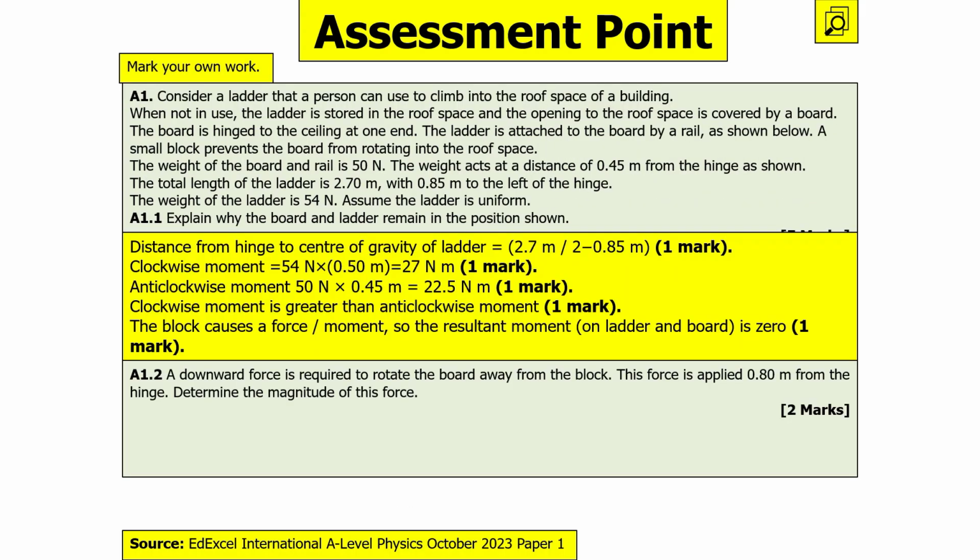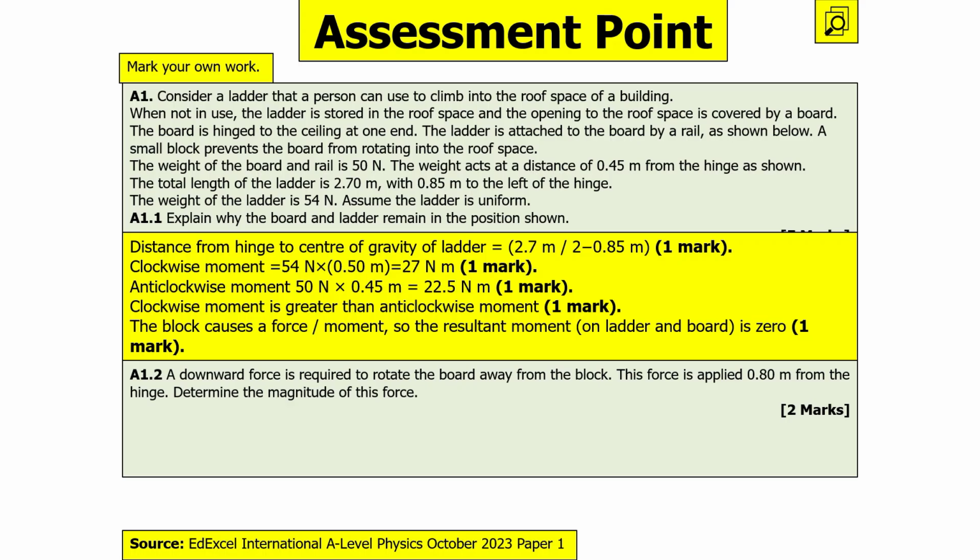So we know that the distance from the hinge to the centre of gravity of the ladder is going to be 2.7 meters divided by 2, minus 0.85 meters. So therefore, our clockwise moment is equal to 54 newtons times 0.50, which is 27 newton meters. The anti-clockwise moment is 50 newtons times 0.45 meters, so it's 22.5 newton meters. This indicates to us that the clockwise moment must be greater than the anti-clockwise moment. So therefore, the block will cause a force and a resultant moment.